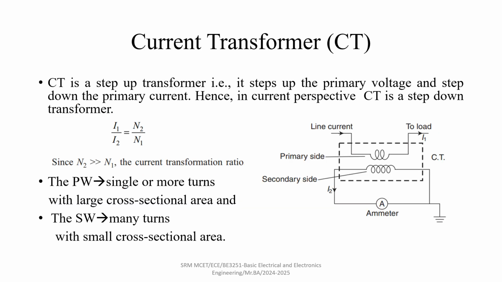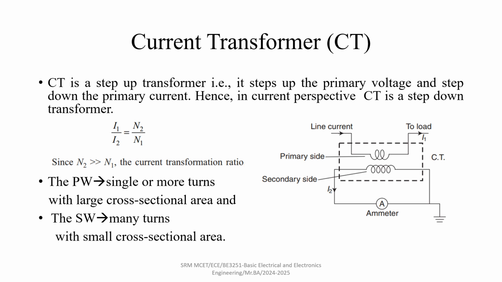As we discussed in the previous slides, we have two types of transformers. One is a current transformer, another one is a potential transformer. And now we are going to see about the current transformer. So the current transformer is a step-up transformer. Therefore, it steps up the primary voltage and steps down the primary current. Hence, from the current perspective, the current transformer is a step-down transformer.